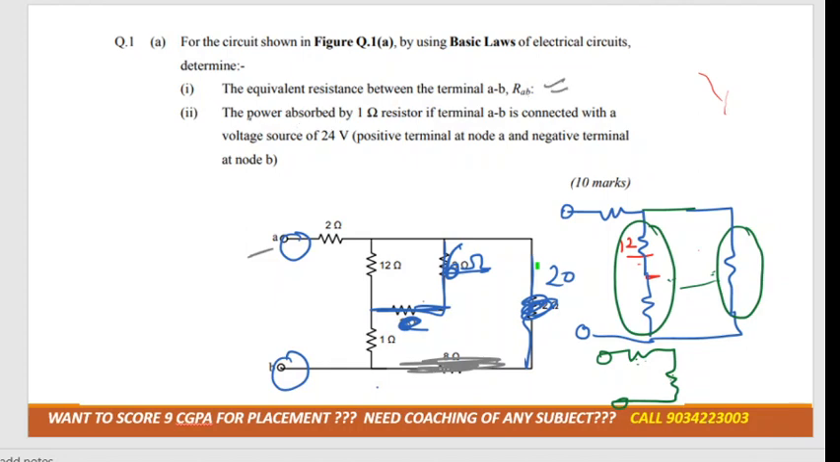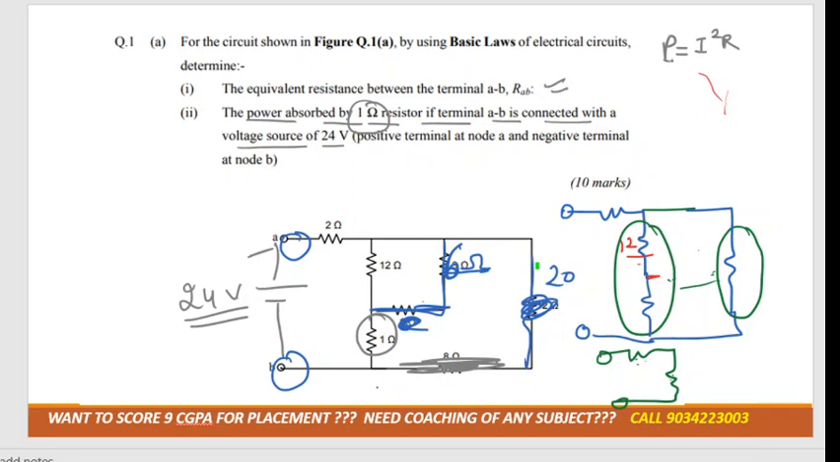Now the second answer: the power absorbed by the 1 ohm resistor if terminal A and B are connected with a voltage source of 24 volt. Means they have connected a voltage source over there of 24 volt, and we need to calculate the power absorbed by the 1 ohm resistor. Okay, for the power, what is the formula? That is I square R, right?